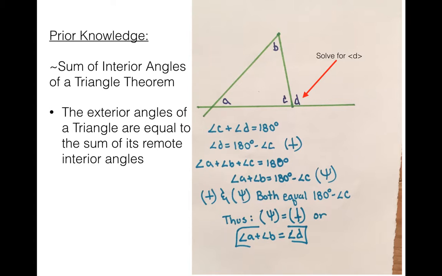We already know that, and by showing that dagger and psi both equal 180 degrees minus C, meaning they equal each other, we can then say that the sum of A and B, i.e. the remote interior angles, is equal to angle D, the exterior angle.